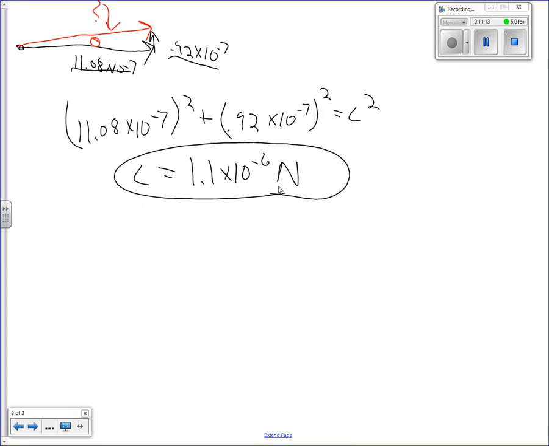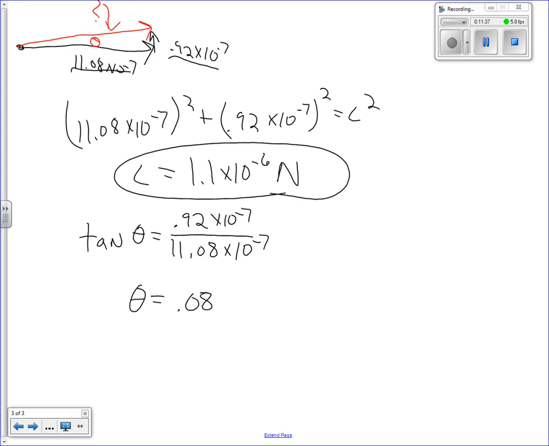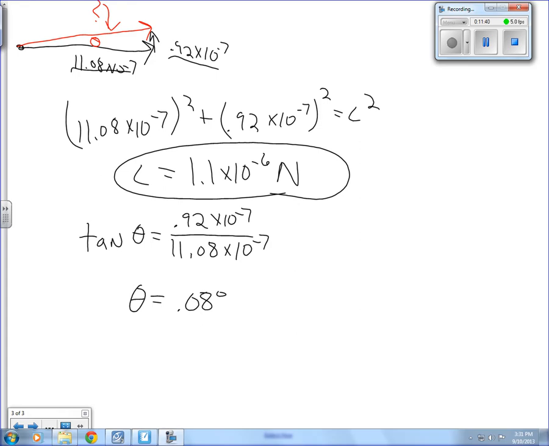So we can use our tangent function, because we know our two sides, to find that angle. Tangent of theta is going to be our opposite, which is 0.92 times 10 to the negative 7, which we can drop those times 10 to the negative 7th, because it's a division problem. If you plug it in your calculator, and when you solve that out, you get an angle of 0.08 degrees. Now, if you try that, you notice that I just made a mistake, one of the fundamental mistakes, and that was just to illustrate what you're not supposed to do.